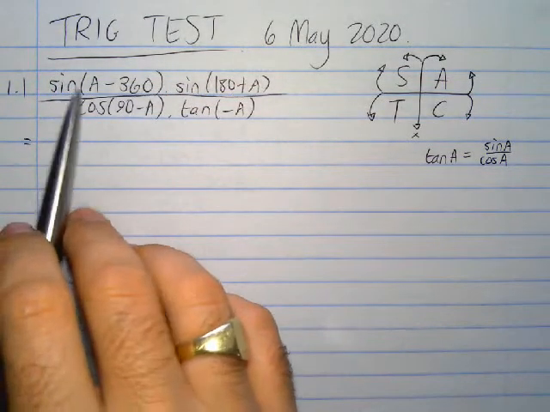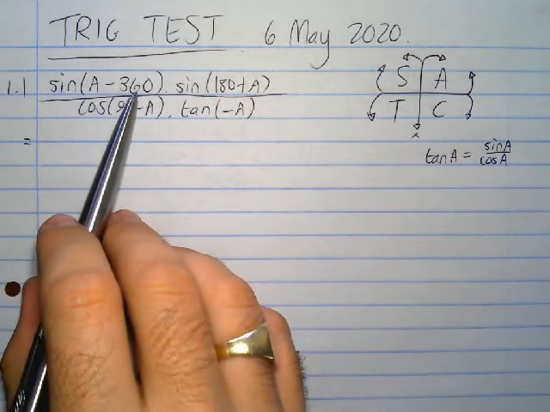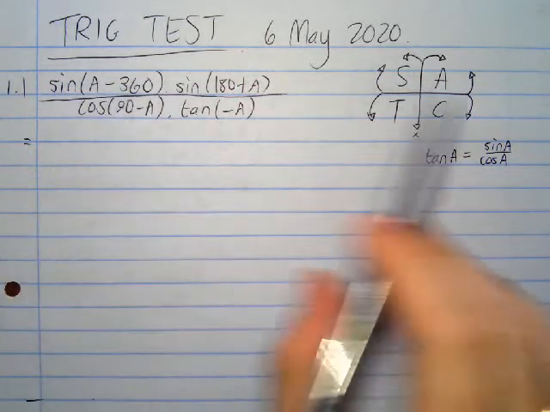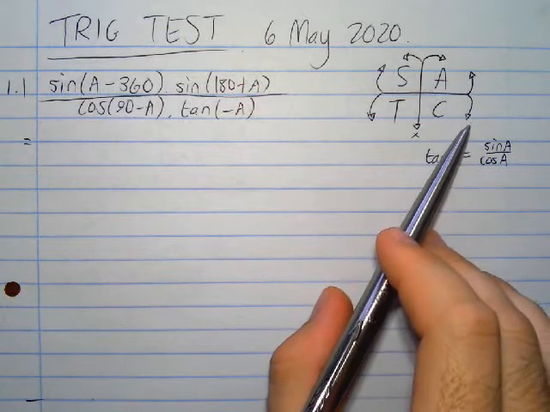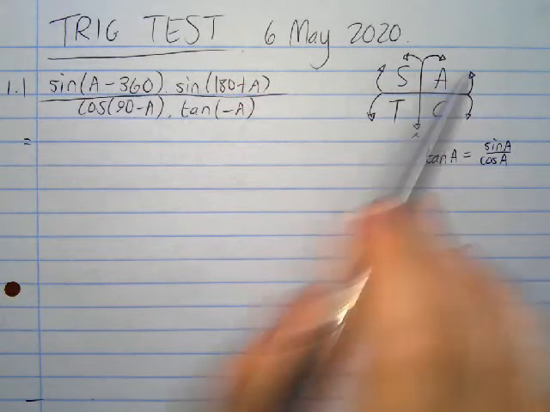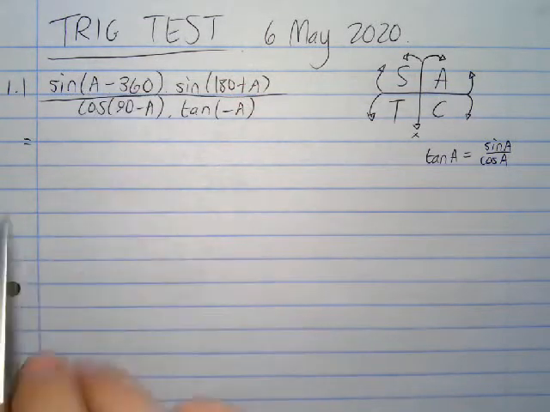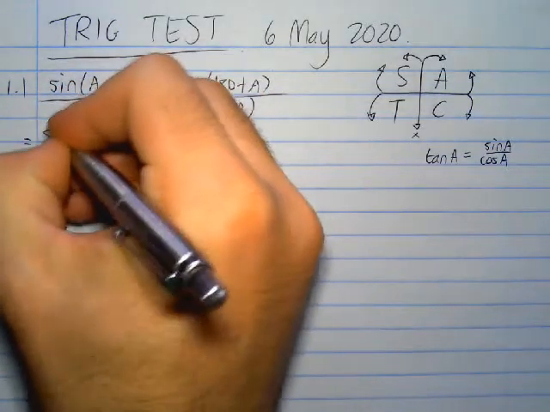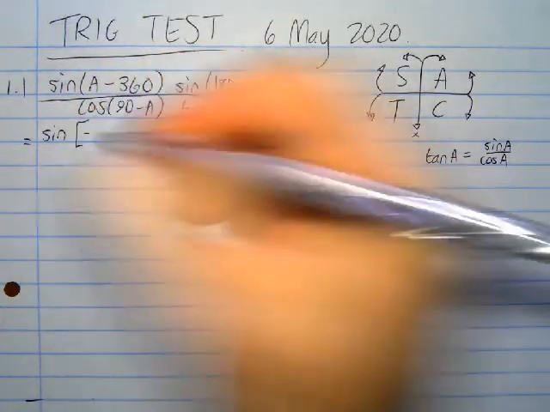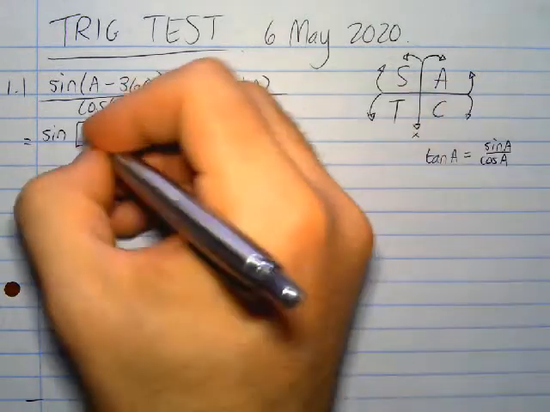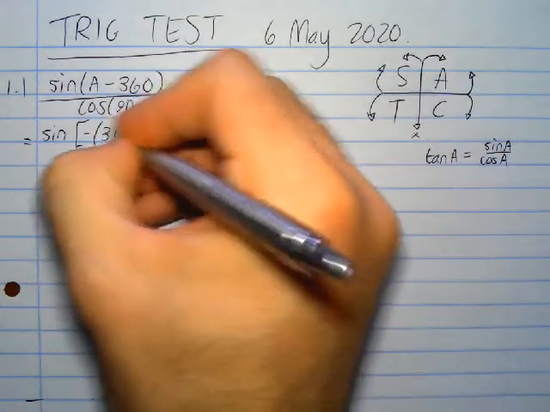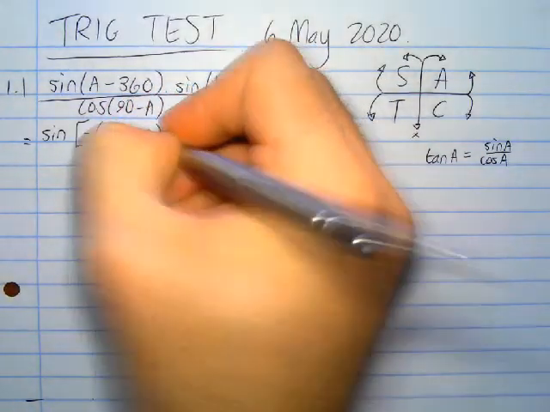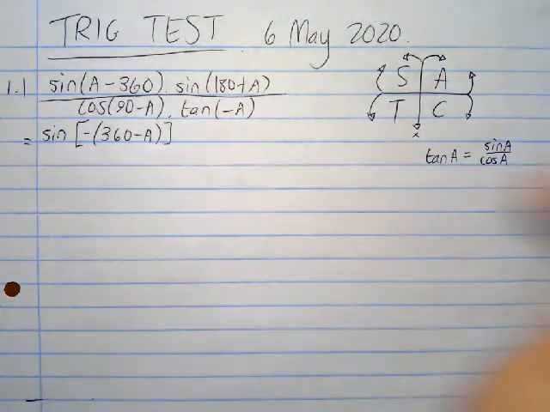Firstly, you'll notice that it says sine of A minus 360. Okay, we do not like that. We want 360 minus A or perhaps 360 plus A, not A minus 360. So the way we go about these, and you'll get used to these after a while, is to take out a common factor of a negative 1. By so doing, you will now have 360 minus A inside your bracket, which looks a bit better.